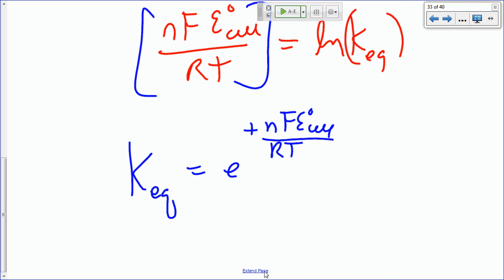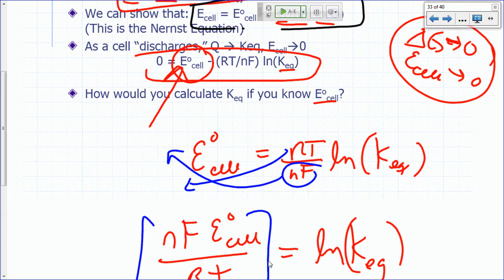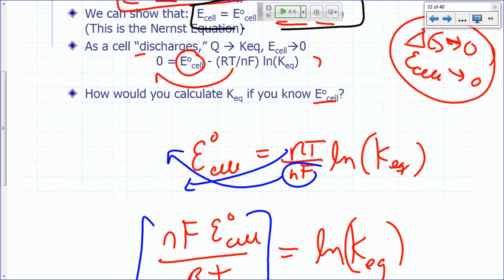Was there a negative? Oh, see, when I move this one over to the other side, it becomes positive. Okay.